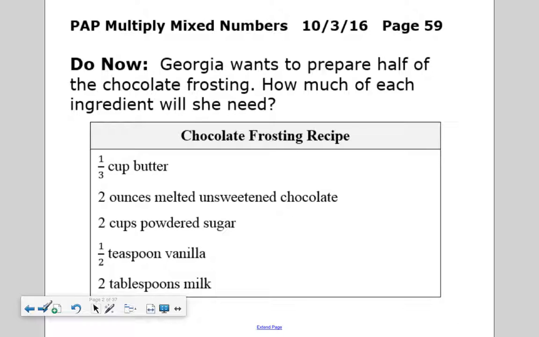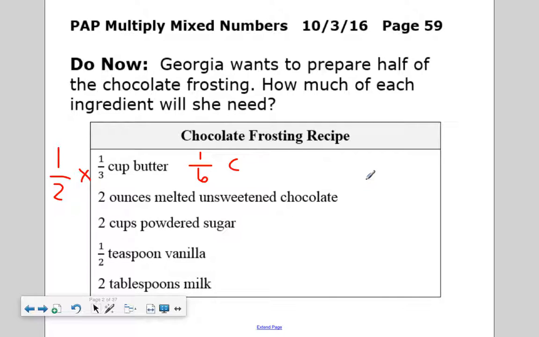Let's look at our do now. Georgia wants to prepare half of the chocolate frosting. How much of each ingredient will she need? So I need to multiply each one of these ingredients by 1/2. So it's half of 1/3. So multiply the numerators, 1 times 1, and the denominators, 2 times 3 is 6. 1/6 cup. What's half of 2?